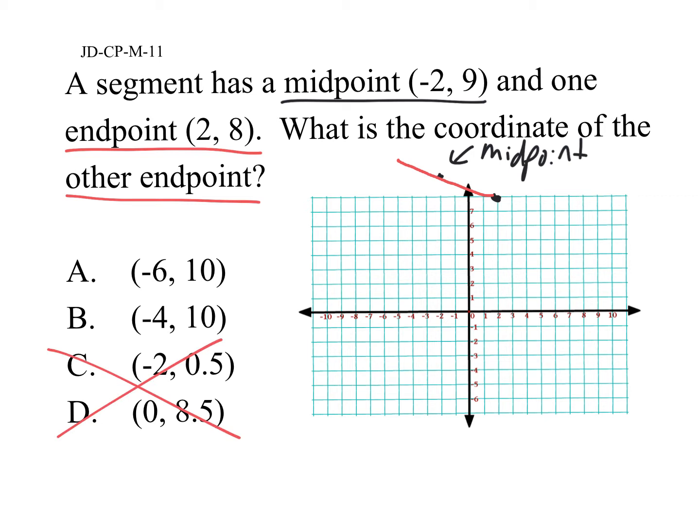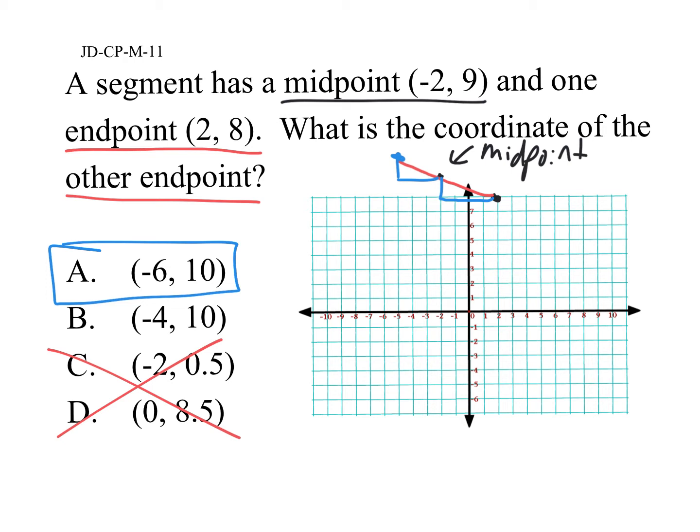And then one way you could think about it is if you go from 2, 8 to negative 2, 9, you'd have to go over 4 and up 1. So if you go over 4 and up 1 again, that would take you to that other point. So over 4 from negative 2 going to the left would take us to negative 6 and up 1. So negative 6, 10 would be the other end point.